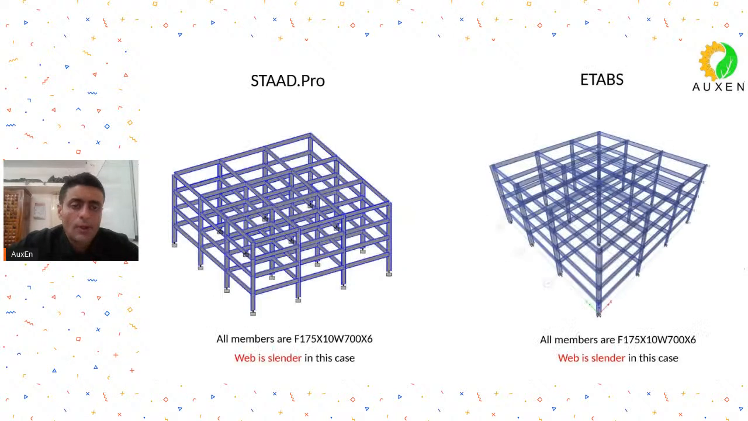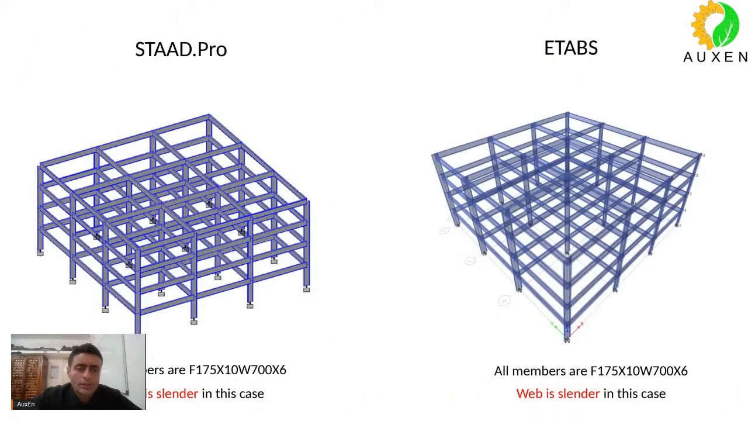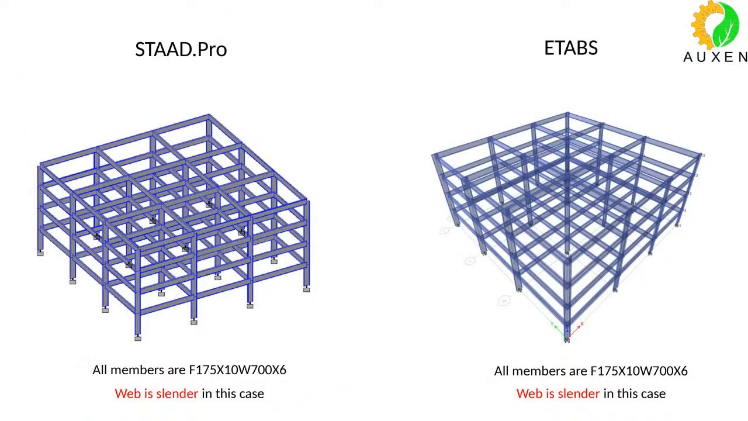Let us see how. So what we have done over here is we have made two identical models on STAAD and on ETABS. Identical model, everything is identical, loading is identical, geometry is of course identical, and the member properties that we have taken are such. So we have taken a flange of 175 cross 10 and a web of 700 cross 6. So we have deliberately taken this section which ensures that your section is slender.